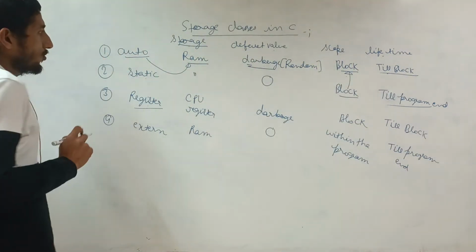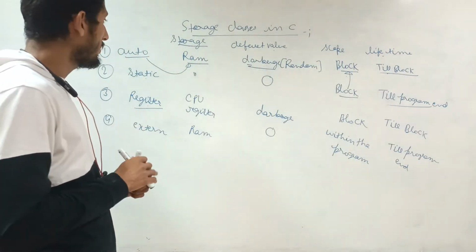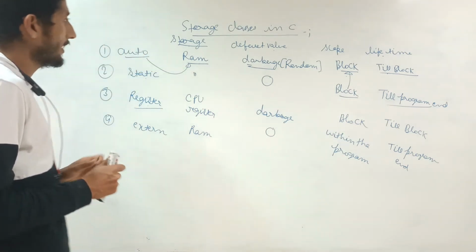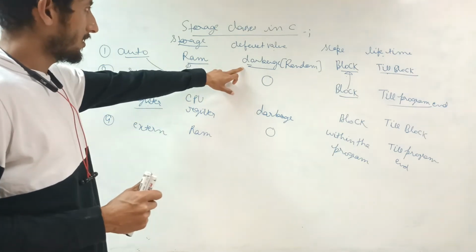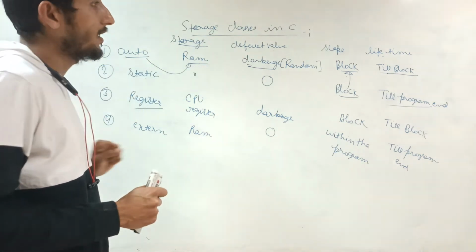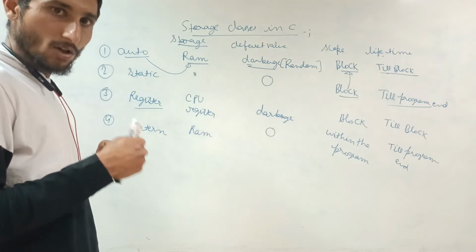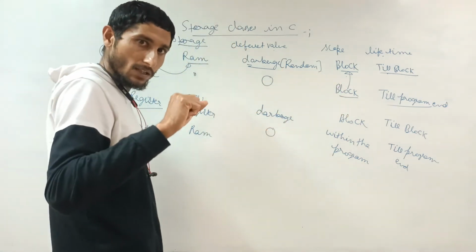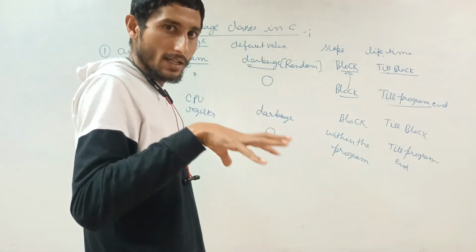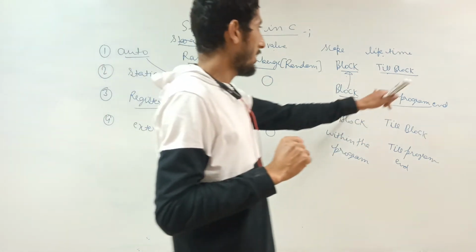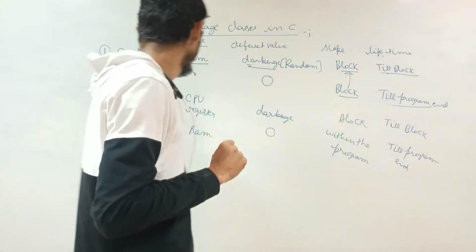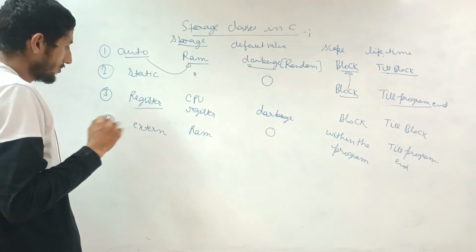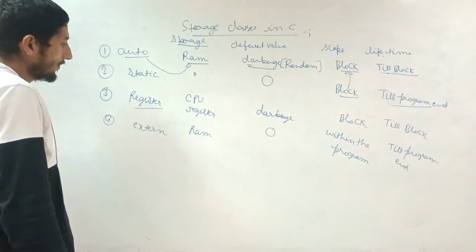The first one is auto, which is what we normally use. By default it is auto. Whenever you assign memory, it is assigned inside the RAM. The default value is a garbage value; any random value will come if you do not assign a value. Scope is block: you can access the variable only within the block in which it has been defined. Lifetime is till the block is executed. The second one is static, so I will take it in detail. So leave it. The third one is register.